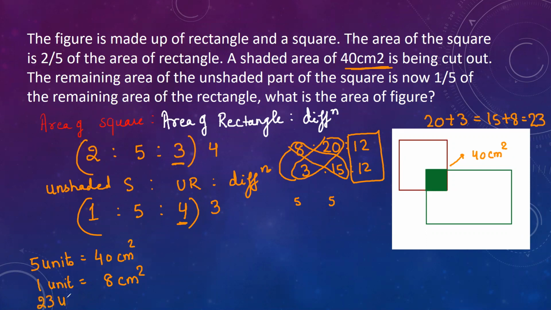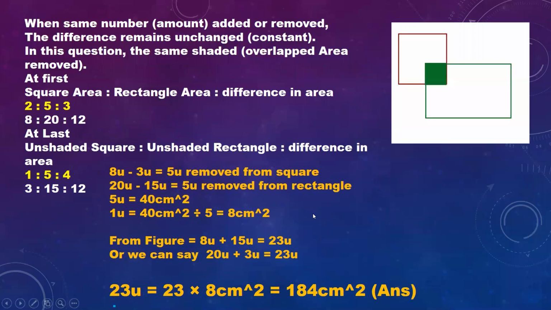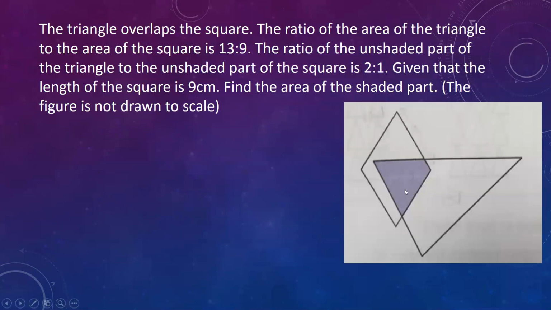So 1 unit is 8. So 23 units will be how much? It will be just 23 into 8 centimeter square, which will give you how much? 23 into 8 is 184 centimeter square. So see how easily you can get the answer, right? So let's go to another question and explore.